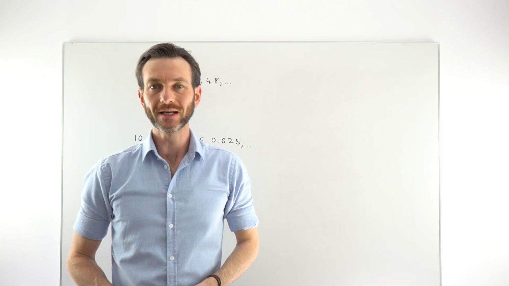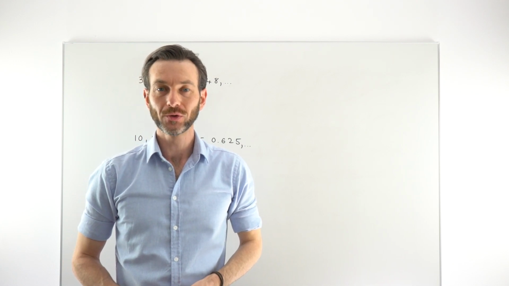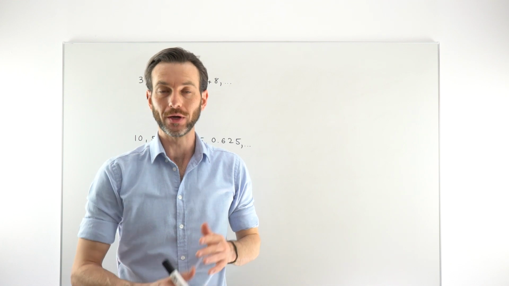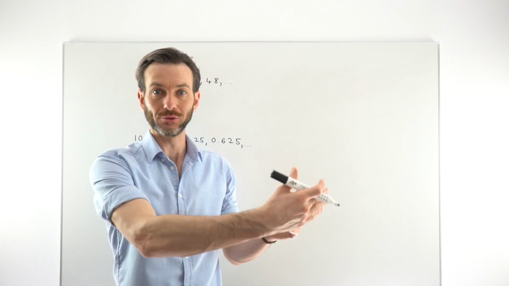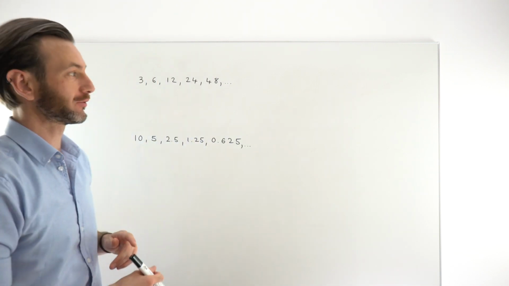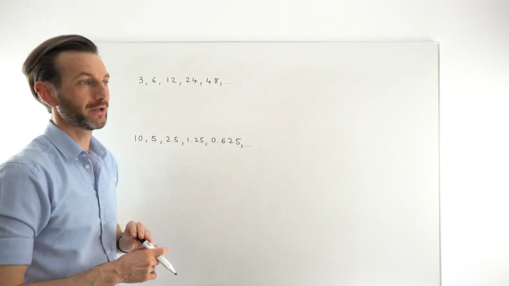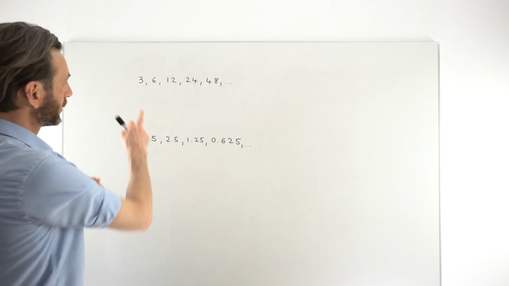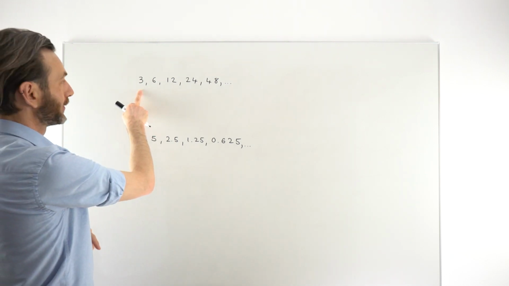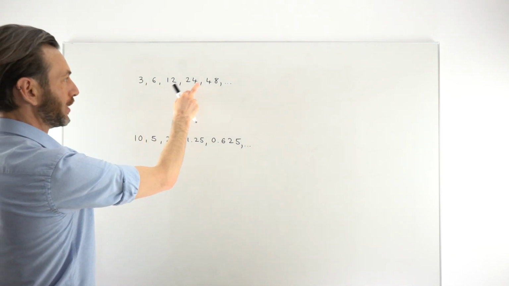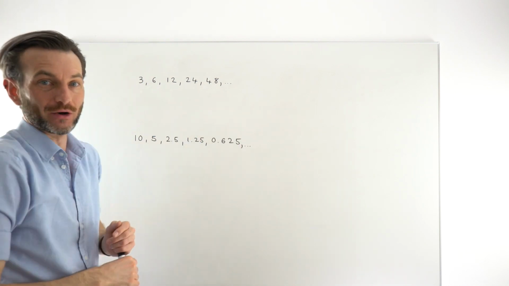In this class, we're going to take a look at a geometric sequence. Unlike an arithmetic sequence, where each term is generated by adding or subtracting a number, in a geometric sequence, each term is generated by multiplying by a number. For this example, we start with the first term of 3 and multiply by 2 every time, and the numbers just keep getting bigger and bigger.